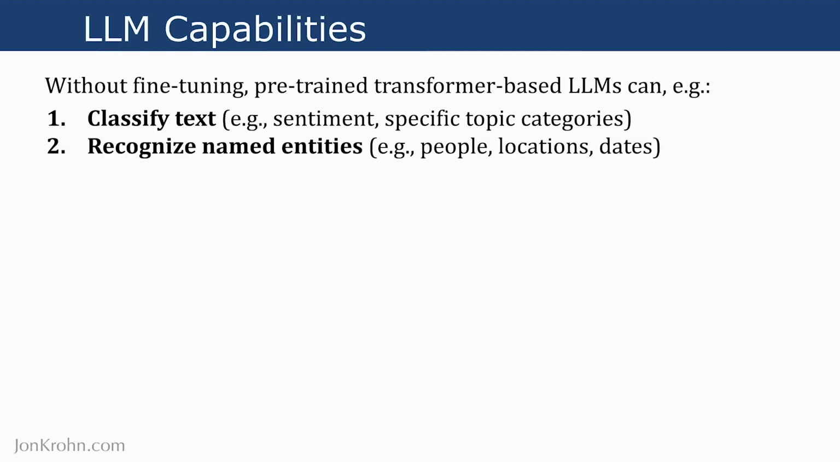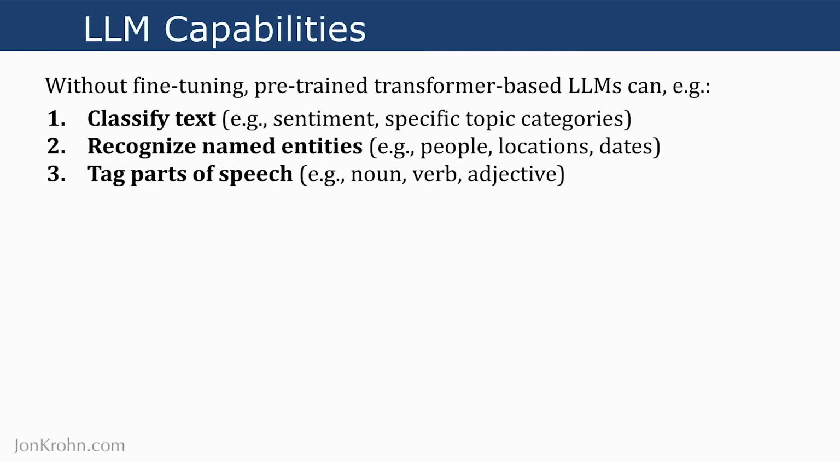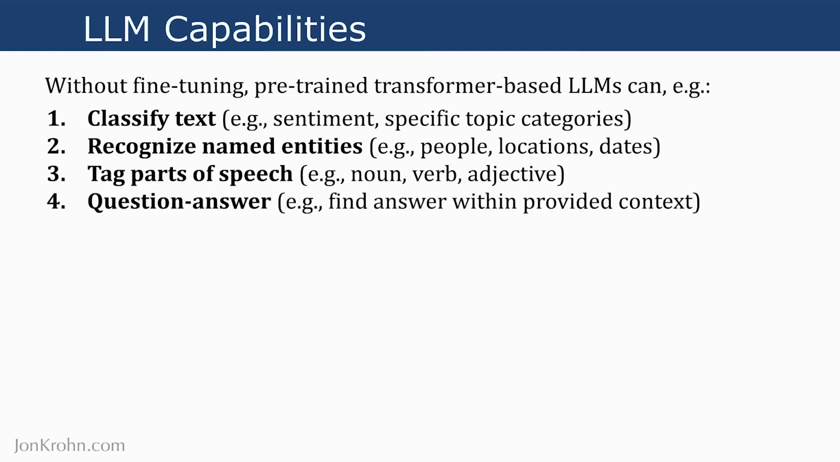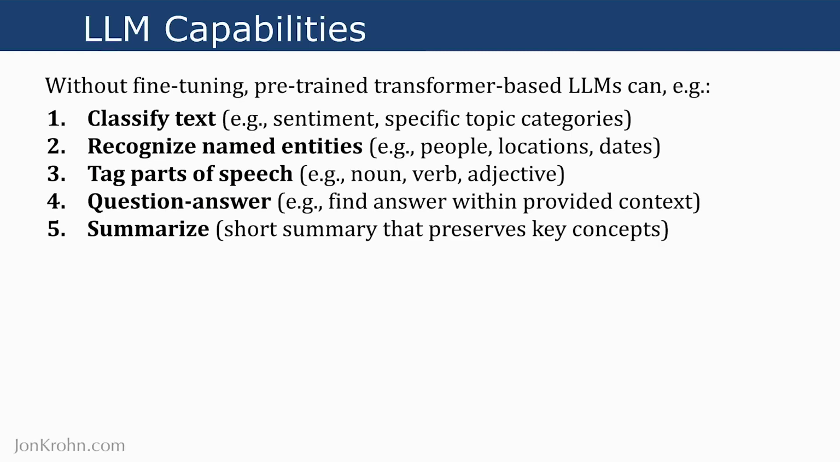You can recognize named entities, so you can have it extract people, locations, or dates, which could be useful for some application that you have. You can tag parts of speech like nouns, verbs, and adjectives. You can provide it with context, you can provide it with language, and ask it to answer questions about that, so it means that you don't have to search for the answer across some large piece of context.